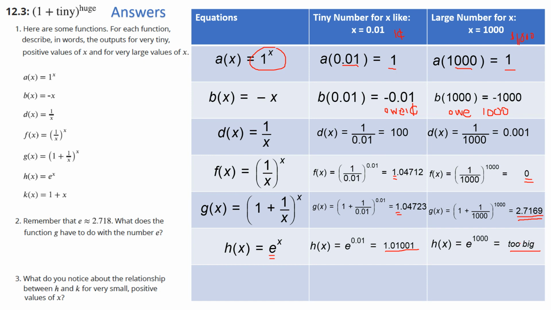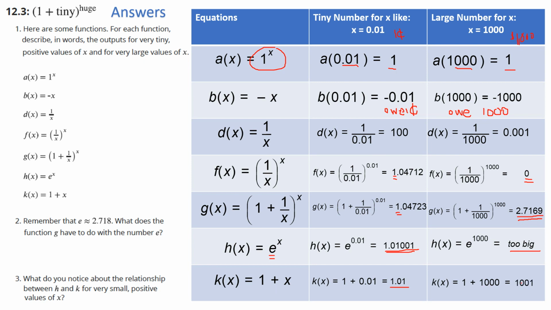Check this out. So now look at this. We have k of x, which is 1 plus x, completely different than e to the x. But look at what happens when I plug in a very small number like 0.01, like 1 cent. So 1 plus 0.01 is equal to 1.01. What do you notice about this number and this number? Very interesting. And then finally, if I were to plug in a big number, I'll get 1001. Okay, interesting, but it's like whatever.